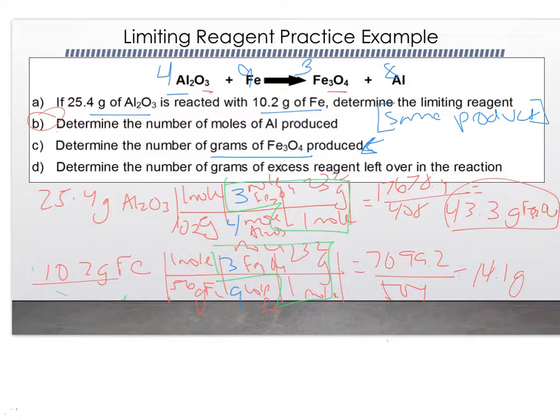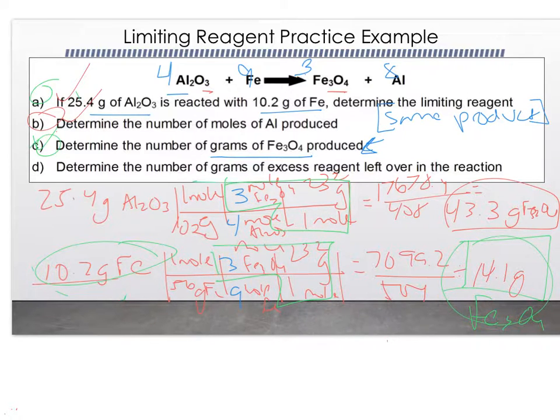And then C, we have to determine number of grams of Fe3O4 produced. Again, that's based on our limiting reagent, which is iron, and you've already done that calculation. So it's 14.1 grams of Fe3O4. So there's C. So you did A and C pretty much all in the same type of problem, and just kind of put an arrow going back to the work that you've just done.